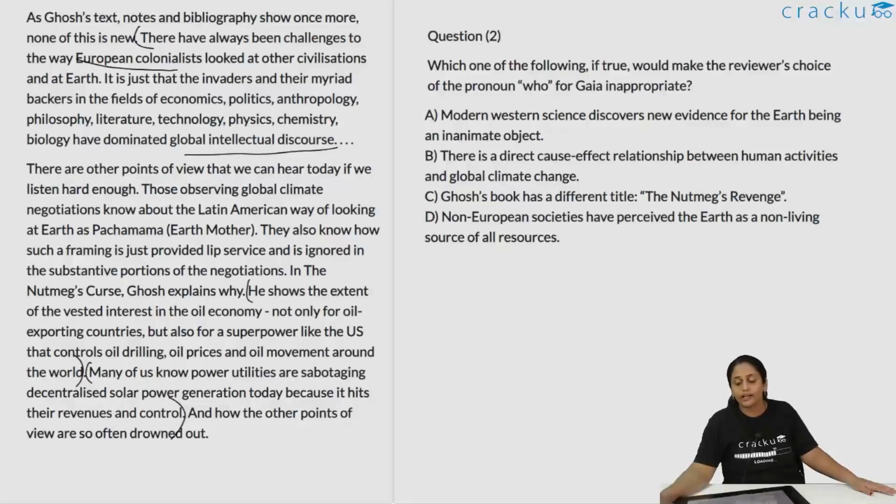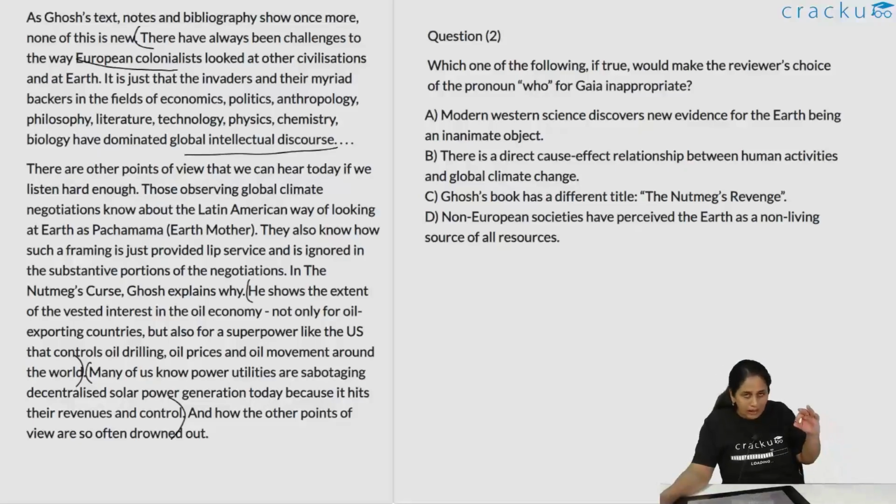Which one of the following, if true, would make the reviewer's choice of the pronoun who for Gaia inappropriate? So the reviewer uses the pronoun who for Gaia to show that many indigenous cultures essentially used to personify Gaia. The local indigenous understanding of Gaia was as Earth Mother. They used to personify her, and because they personified her, they used to treat her better. The indigenous understanding of the relationship between humans and nature was far more healthy for nature.